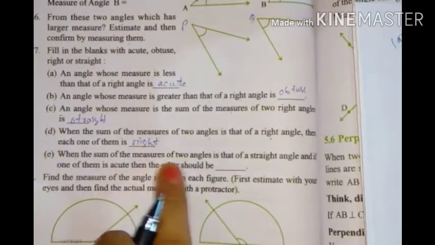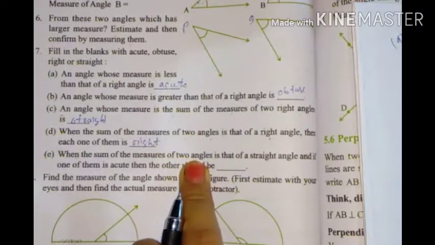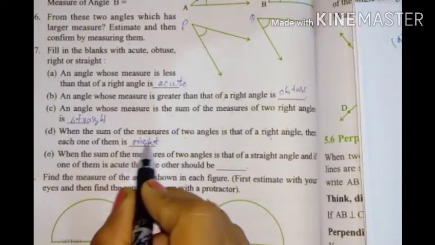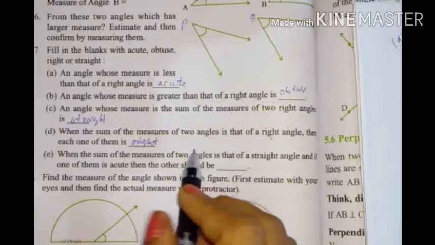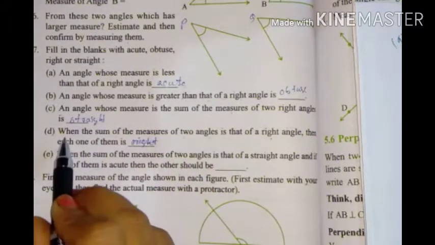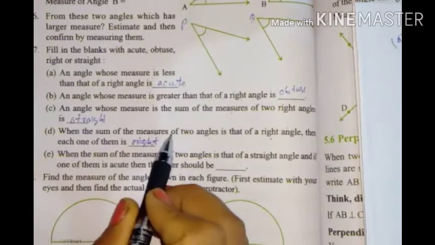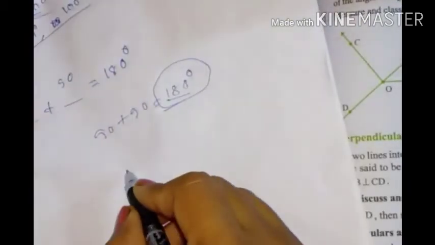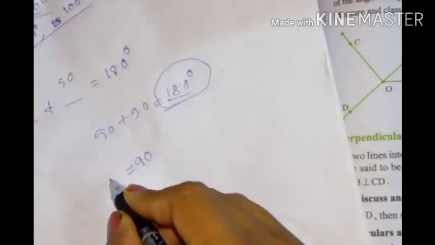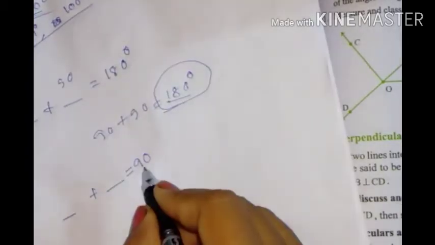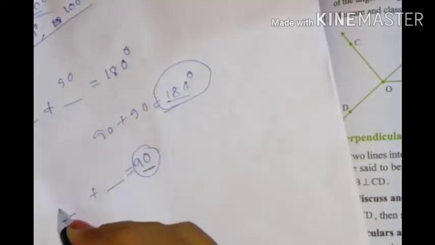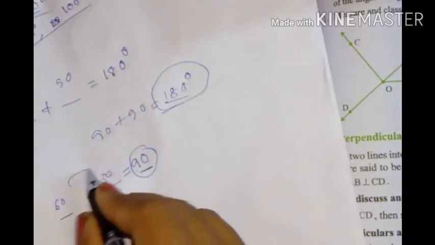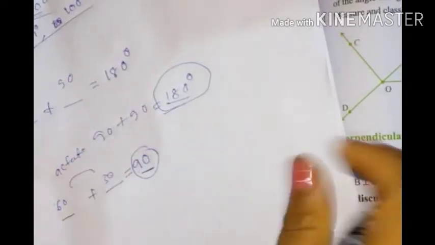This is not like this because I explained this question. But when the sum of the measures of two angles is a right angle, not a straight angle, that means 90 degrees. The sum of the two angles' measures is 90 degrees. That means these two angles will be less than 90, isn't it? It can be 60 plus 30 also, but these angles are called what? Acute angles, isn't it? So the answer will be acute angle.